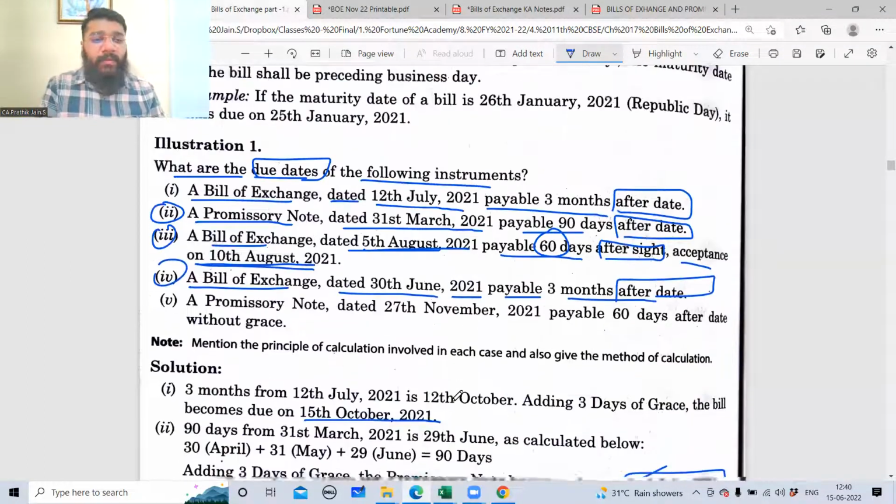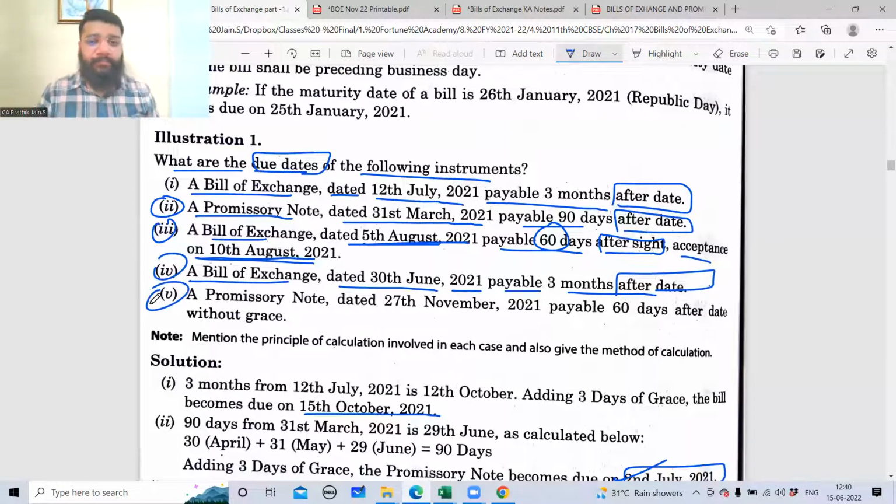Next, the 5th one, guys. 60 days after date without grace, which means it is on demand or at sight. Without grace. So 27th November plus 60 days. Your answer is done.